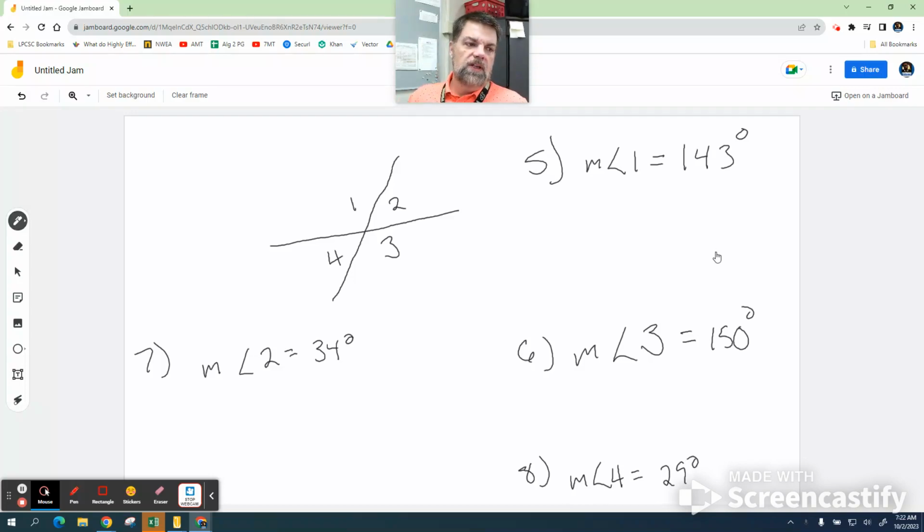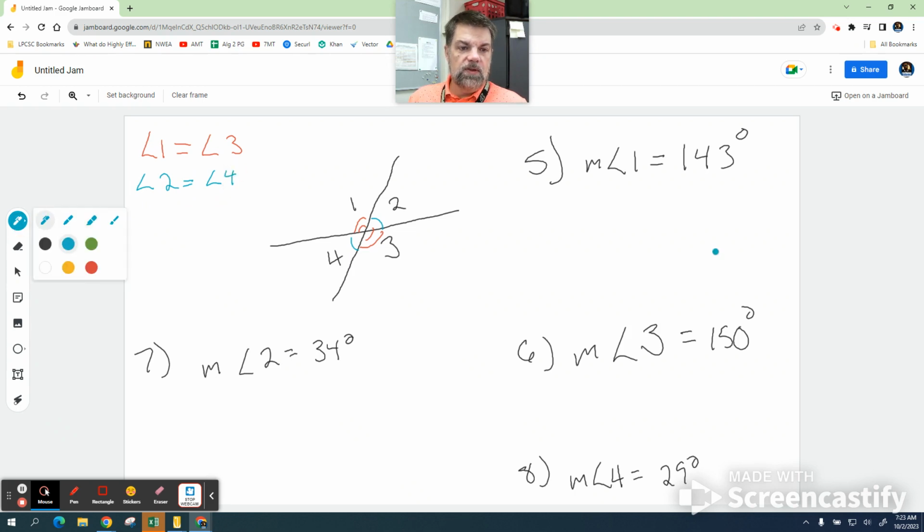So when you have two lines that intersect, they form vertical angles, and vertical angles are congruent. Okay, so vertical angles are just angles that are across from each other. So in this scenario, angle 1 is equal to angle 3. And also angle 2 is equal to angle 4.